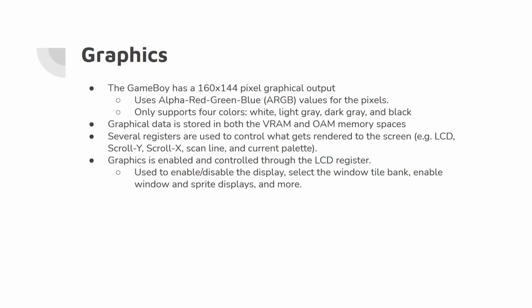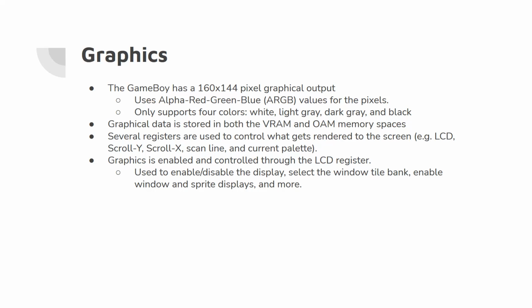Then a background on how the graphics work. Like I said before, it has 160 by 144 pixel graphical output. It uses ARGB values for those pixels, but it only supports white, light gray, dark gray, and black. So you're not really getting a lot of color out of it. It's just showing you a couple different shades. In later Game Boys, like the Game Boy Advance and Game Boy Color, they add more colors. So unfortunately, with the original Game Boy, you didn't have a lot of variety. And this data is stored in both VRAM and OAM.